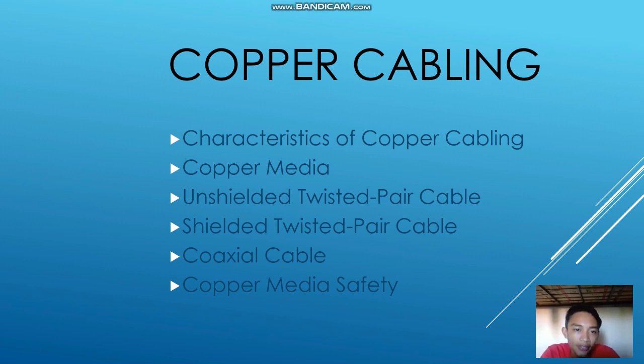The copper media safety. All three types of copper media are susceptible to fire and electrical hazards. Fire hazard exists because cable insulation and sheaths may be flammable or produce toxic fumes when heated or burnt. Building authorities or organizations may stipulate related safety standards for cabling and hardware installation.